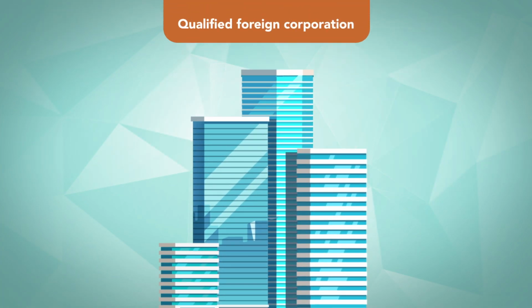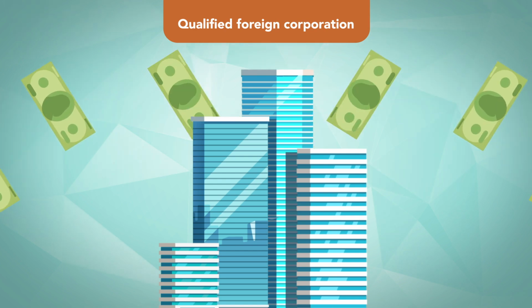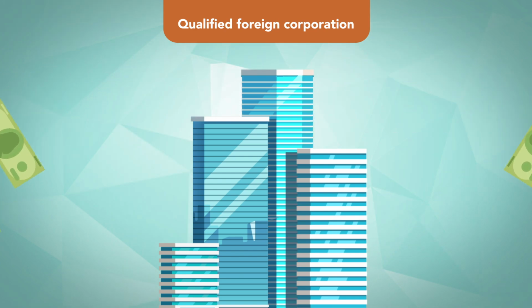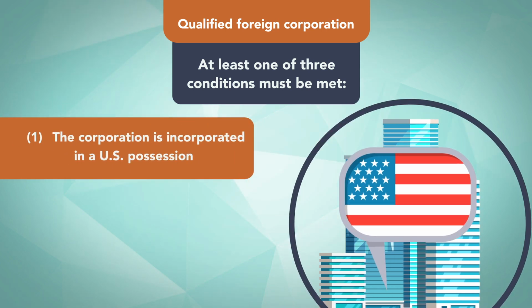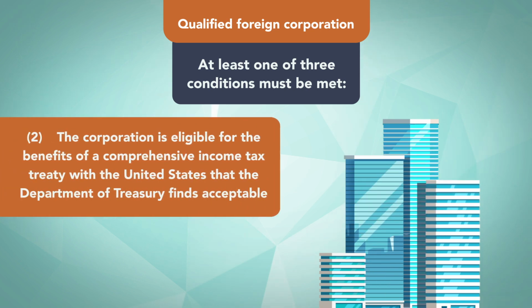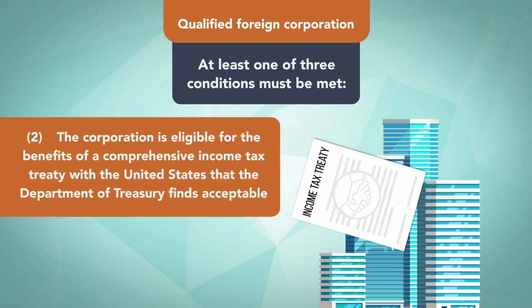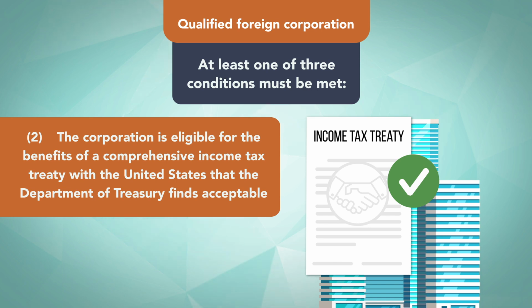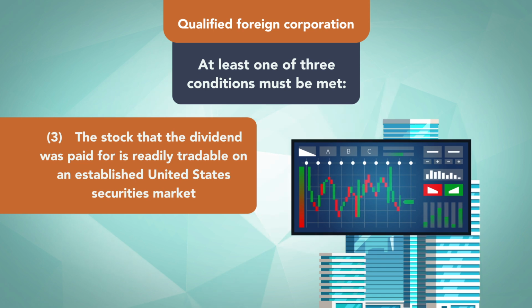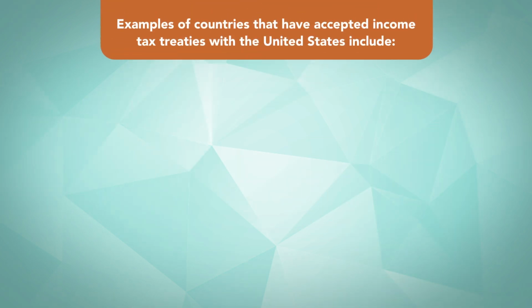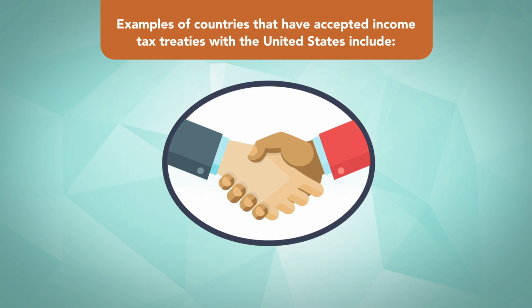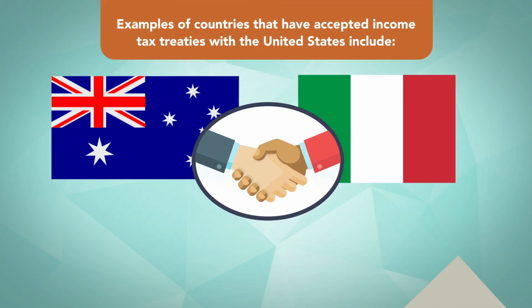For a corporation to be a qualified foreign corporation and thus be eligible to issue qualified dividends, at least one of three conditions must be met. 1. The corporation is incorporated in a U.S. possession. 2. The corporation is eligible for the benefits of a comprehensive income tax treaty with the United States that the Department of Treasury finds acceptable. Or 3. The stock that the dividend was paid for is readily tradable on an established United States securities market. Examples of countries that have accepted income tax treaties with the United States include Australia, Italy, and Jamaica.